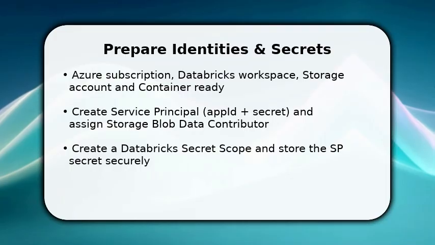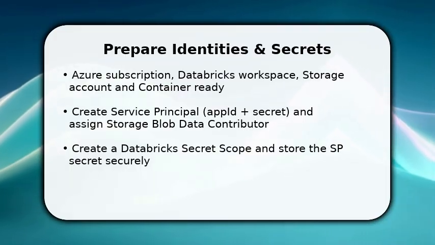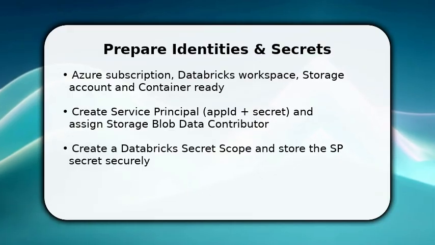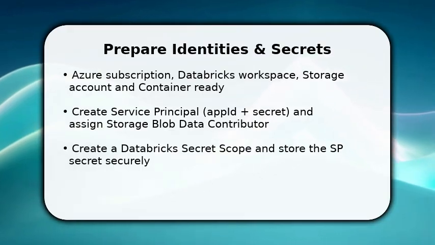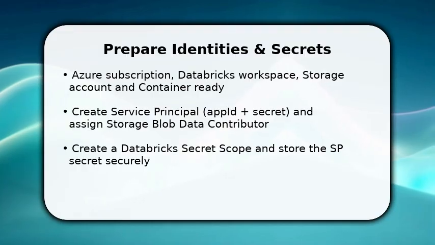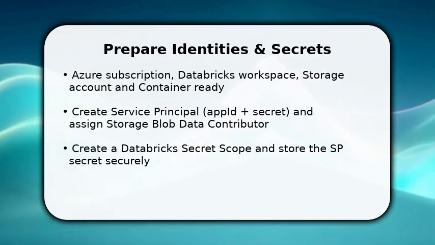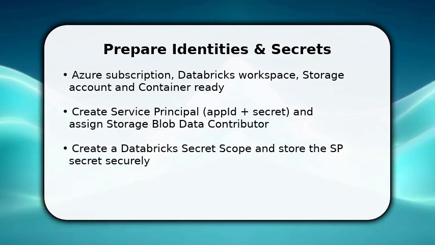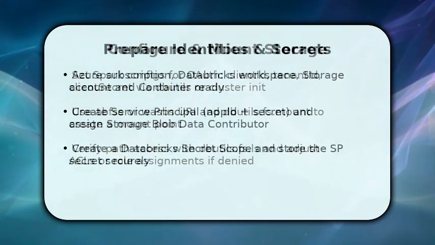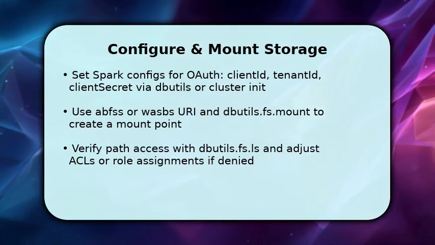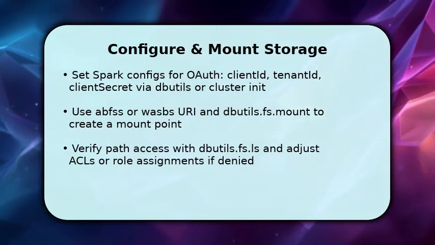Once done, switch to Databricks and create a secret scope. Store the SP secret there. This avoids embedding credentials in notebooks. Make sure your Databricks workspace and the storage account are in the same region to reduce latency and simplify network rules. Next, configure Databricks to use the stored secret so Spark can authenticate.